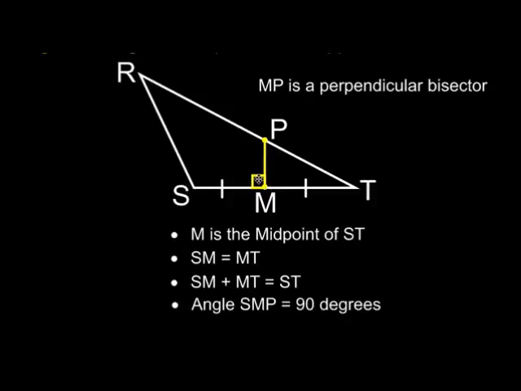This is kind of a combination of a median and an altitude. Remember, the median goes to the midpoint, and the altitude forms a 90-degree angle. So while this is not both an altitude and a median, it's kind of a combination of the two. It has those two properties, 90 degrees, and it goes through the midpoint.